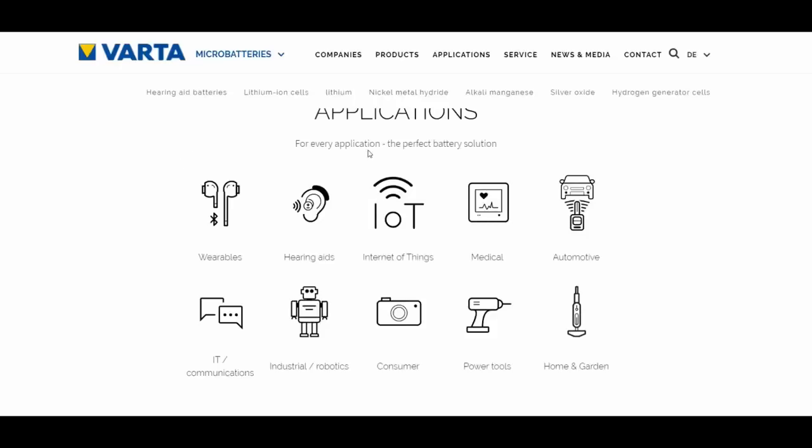And these are some of the applications where the microbatteries are used, especially hearing aids. Warta has a really good business in the medical industry, especially for hearing aids.